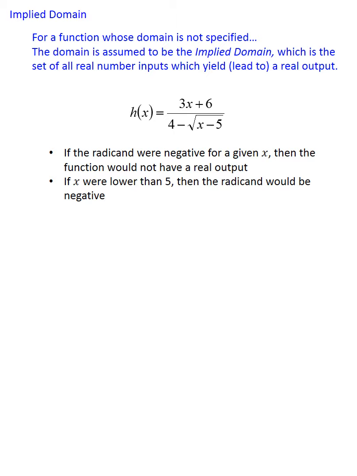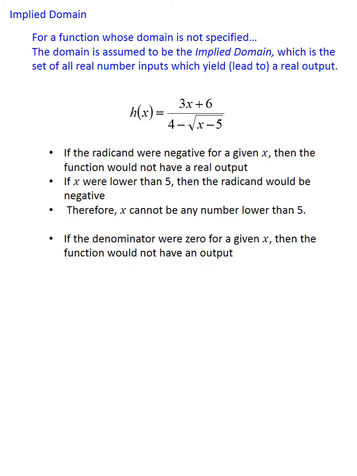But if x is anything lower than 5, look at the denominator and imagine x being 1, 2, or 3, say. If x is anything lower than 5, the radicand is going to be negative, therefore h won't have a real output and those numbers aren't allowed. So x can't be any number lower than 5. How about 5 itself? Well, x could be 5. Look at the original function. If x were 5, we would have radical 0, which is 0, and then 4 minus 0, my denominator would be 4. There's no problem with x being 5 itself, it just can't be lower.